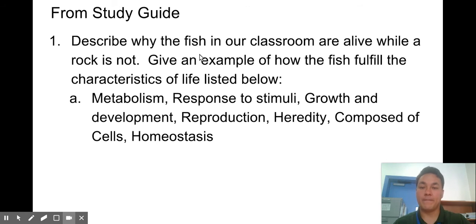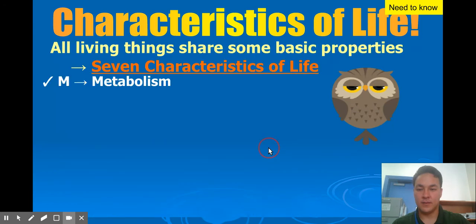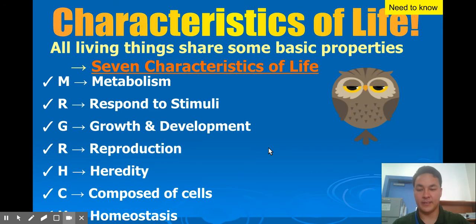So why are the fish in our classroom, our 5 guppies, alive while the rock in there is not? Give an example of how the fish fulfill the characteristics of life listed below. So go ahead and pause the video and see if you can describe each of these and how the fish fulfill them. All right, let's see if you got it. Sorry, here was our slide on it.